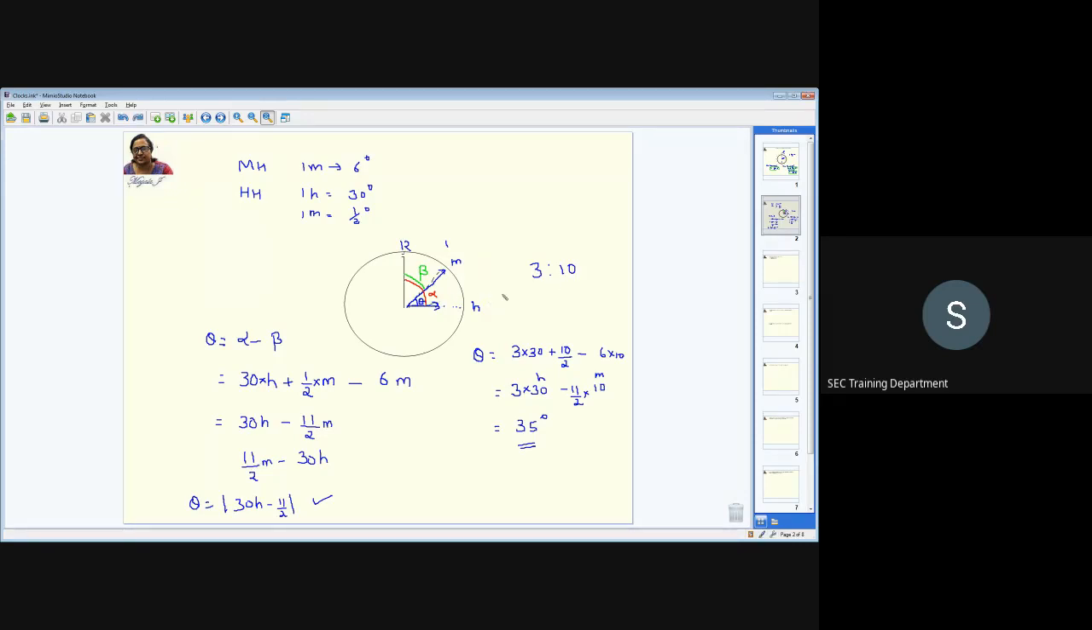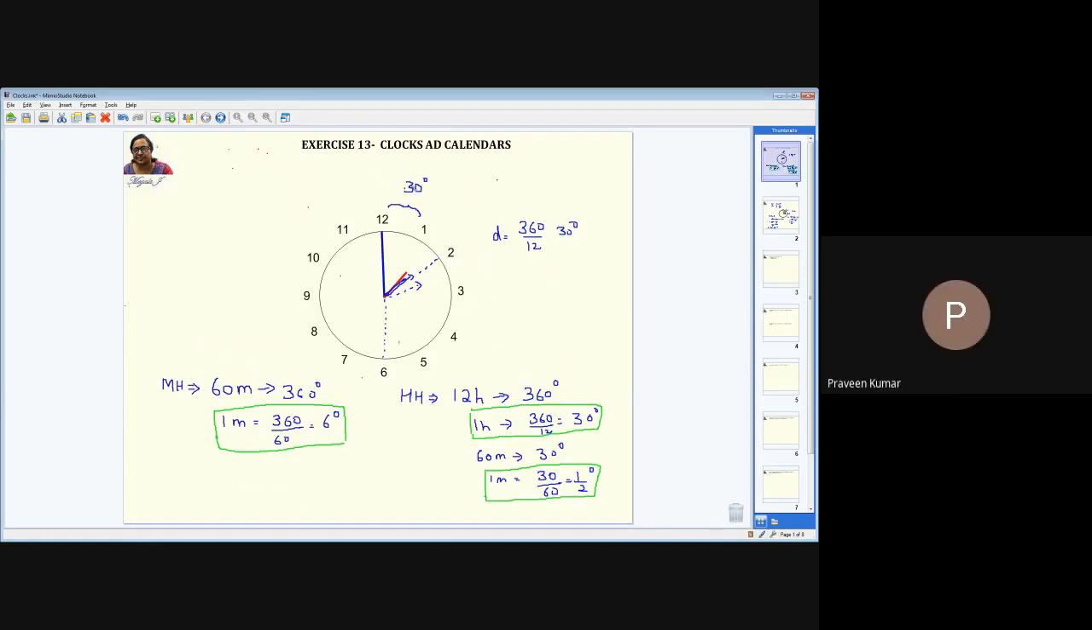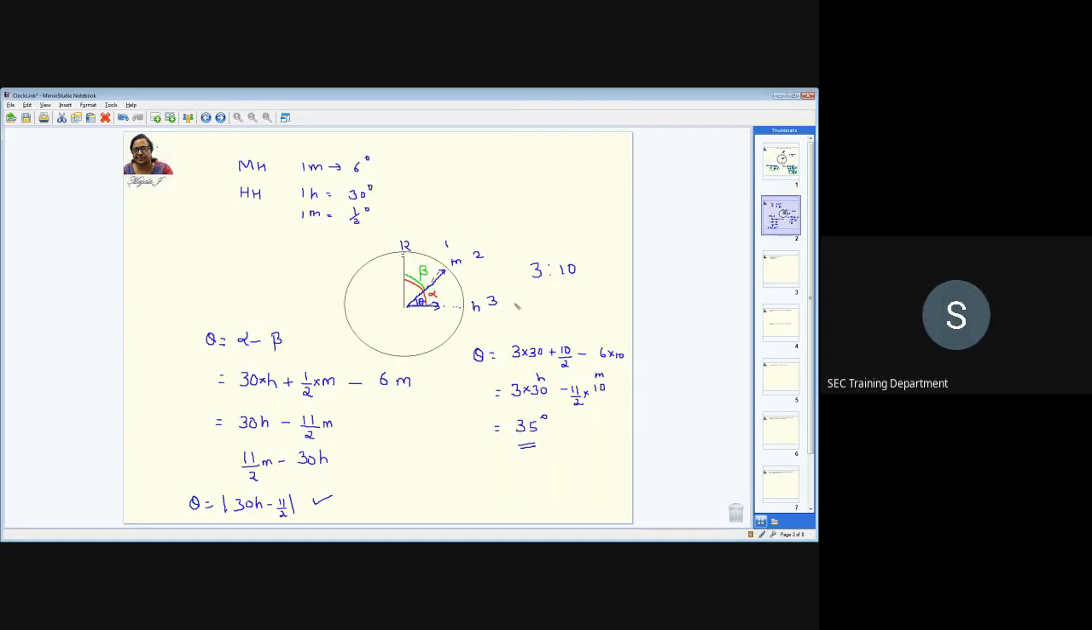When I consider 3:10, I have to assume this is at 3 and this is at 2, approximately. So this is 1 division. As I said on the previous page, every 1 division is 30 degree. The minute hand, as it is 3:10, is exactly at 2. It's not going to change. Whereas the hour hand would have moved from 3, further by another 10 minutes. Every 1 minute it moves half a degree, so 10 minutes is 5 degrees.